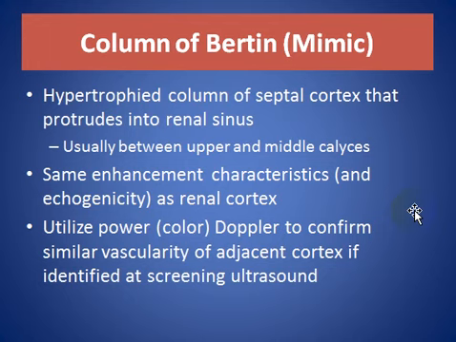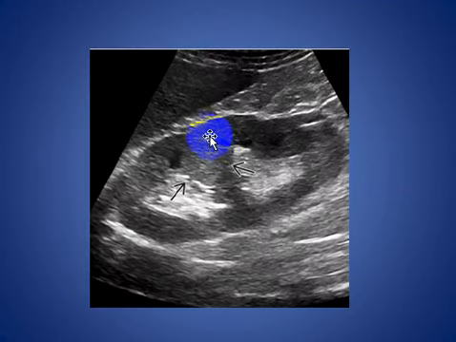Column of Bertin is a mimicker. It is a hypertrophied column of Bertin of septal cortex that protrudes in the renal sinus, usually between the upper and mid calyxes. Same enhancement characteristic and echogenicity of the renal cortex seen in the ultrasound and CT scan. Utilize power color Doppler to confirm similar vascularity of adjacent cortex if identified at screening ultrasound. And here you see mass lesion indenting the renal sinus with the echogenicity the same as in the cortex, consistent with column of Bertin.